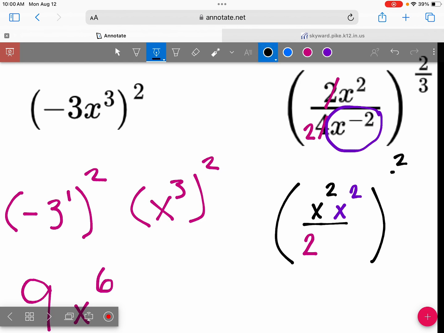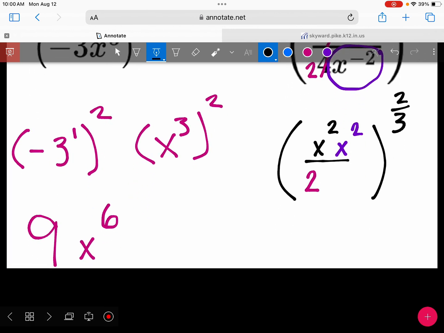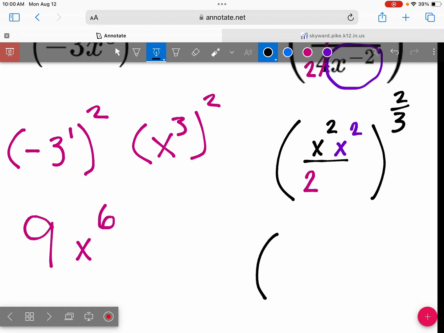So we're going to have our 2/3 still just hanging out here. Okay? I still have things to simplify inside my parentheses. What can I do inside my parentheses here? Add my exponents on the x's. We're multiplying the bases, so I'm adding my x squared and my x squared, so 2 plus 2.